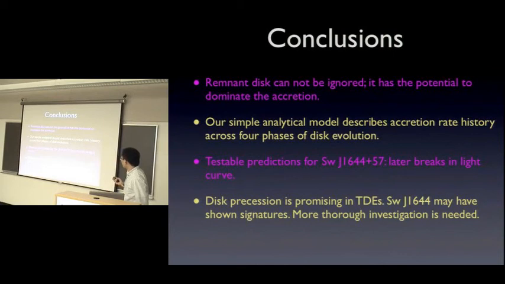And our model has been able to analytically describe how the accretion rate evolves with time across four different phases of accretion regime. We predict that for these jetted tidal disruption candidates, the light curve will show a shallowing transition at some later time. And we think that precession is promising in tidal disruption events. These jetted candidates may have shown some signatures, but more work needs to be done to reach a firm conclusion. Thank you.